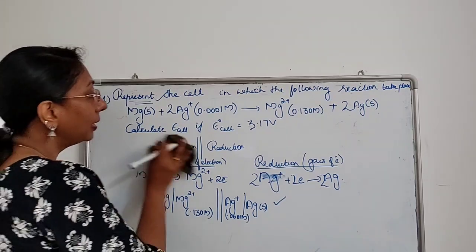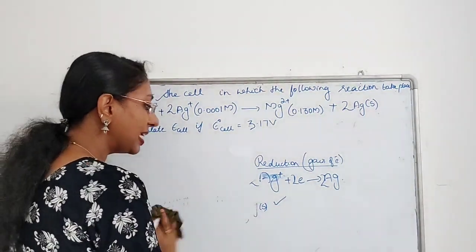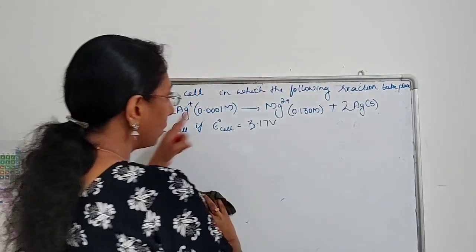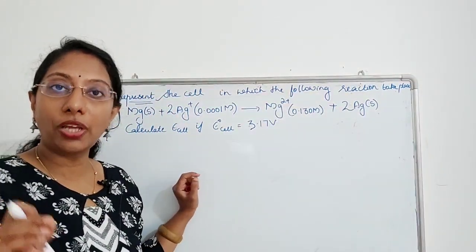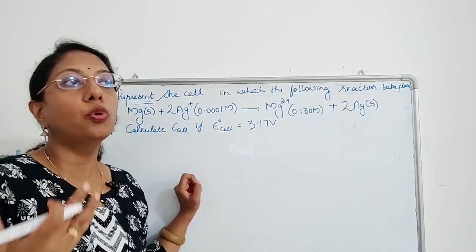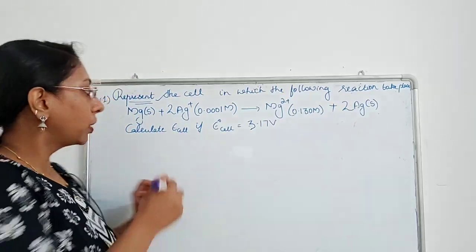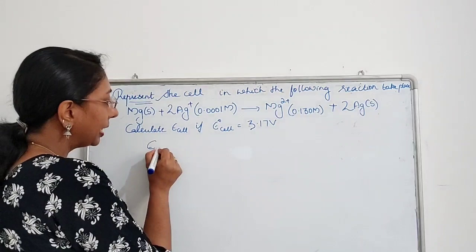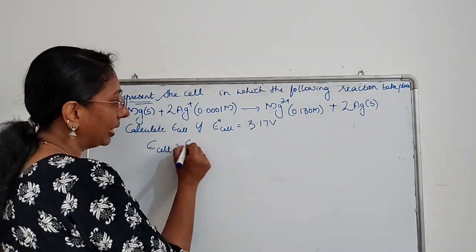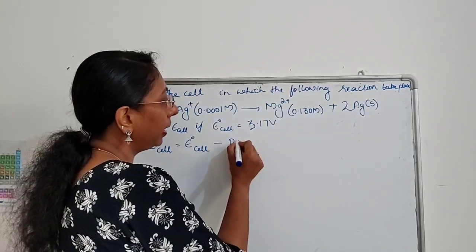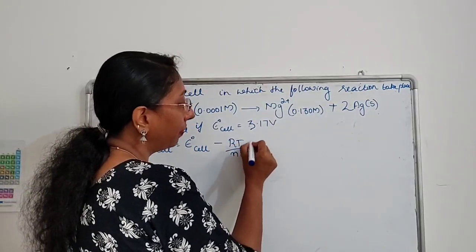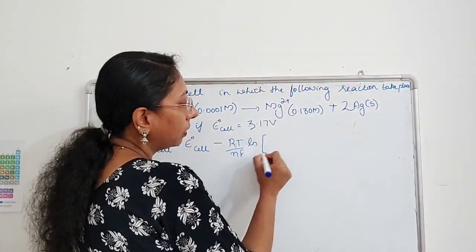Now what is the question? We have to determine the E cell. It is of different concentration. We know that Nernst has derived an equation to determine E cell for different concentrated solution. So what was the Nernst equation? E cell is equal to E0 cell minus RT by NF natural log.